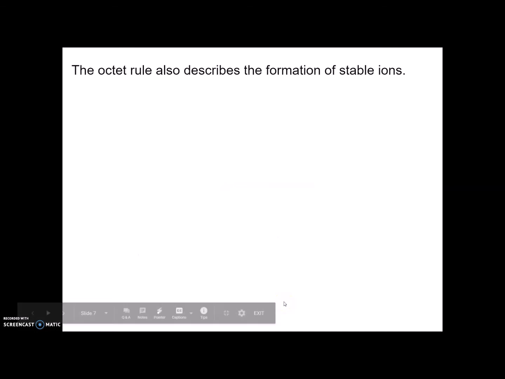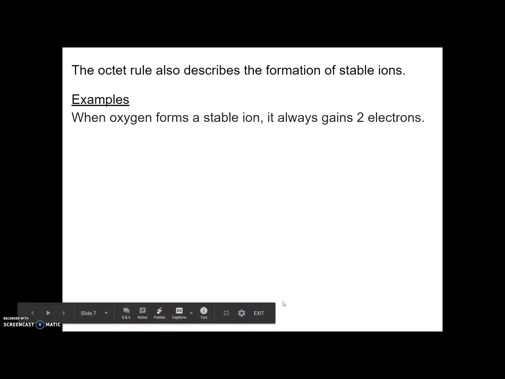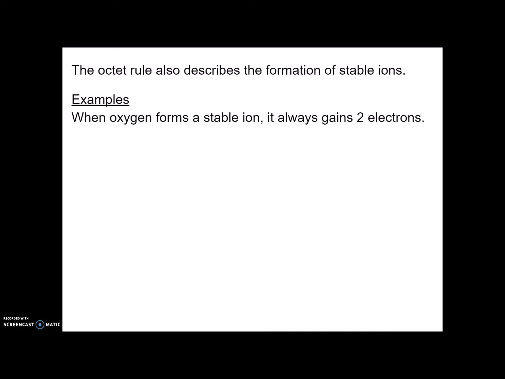The cool thing about the octet rule is it doesn't just allow us to describe the formation of covalent bonds. We can also think about ionic bonds. First, let's talk about stable ions. If we want to form a stable ion, the atom needs to have access to 8 valence electrons. So take oxygen. Oxygen, when it's neutral, has 6 valence electrons. To become a stable ion, it's going to gain 2 more. So instead of 6 electrons, it would have 8.